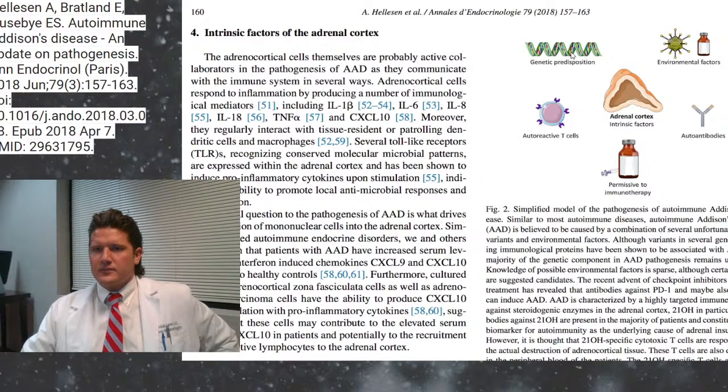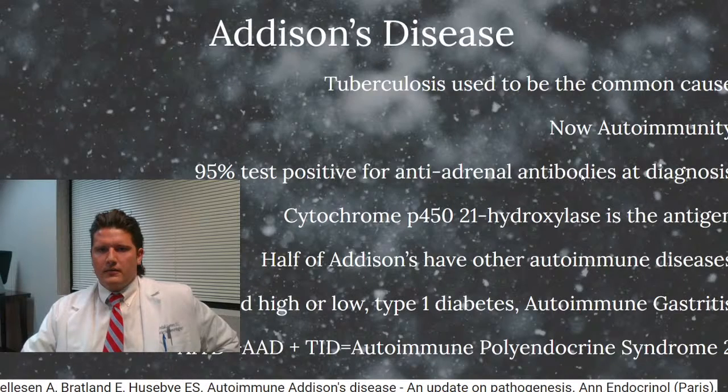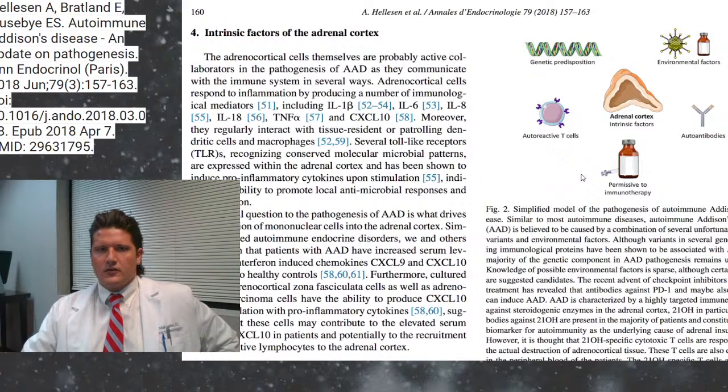Then we have genetic predisposition. That can be a big factor. The genetic predisposition for Addison's seems to be through HLA alleles, so human leukocyte antigen. Some people are just more prone to certain autoimmune diseases, and that's where the genetic predisposition comes in. Environmental factors, I'll talk about that soon. Autoreactive T cells, autoantibodies, and maybe some sort of immunization may be involved too, as they're saying in this article.